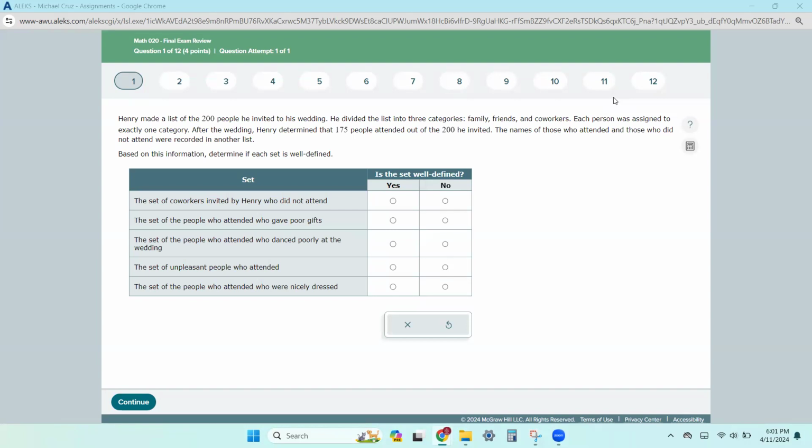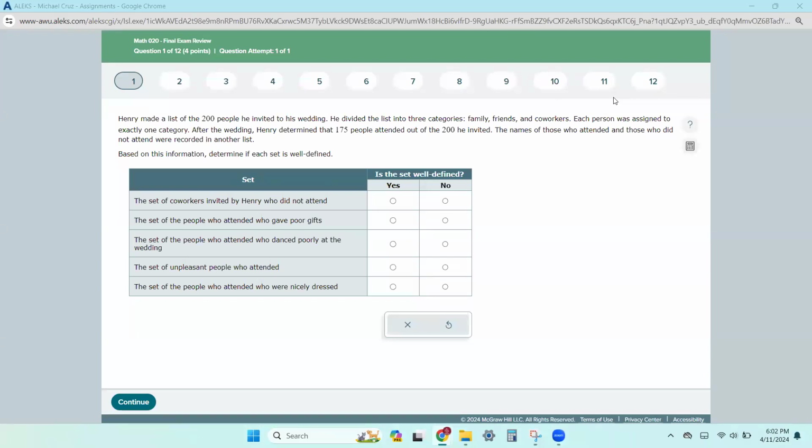What we've got here is a guy who has a list of 200 people he invited to his wedding. He's got it in 3 different categories: family, friends, and coworkers. Each person gets into one category only. After the wedding, he determined that 175 people attended out of the 200 he invited. The names of those who attended and those who did not attend were recorded in another list. This is the only information that we have, nothing other than lists or rosters, so to speak.